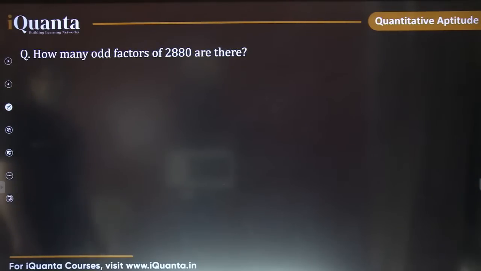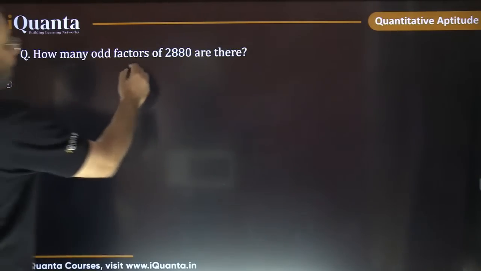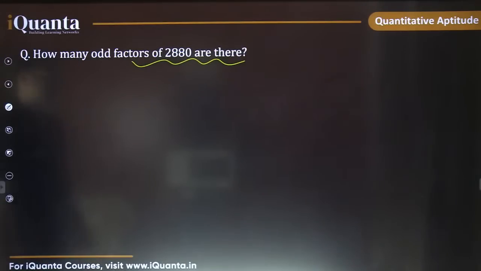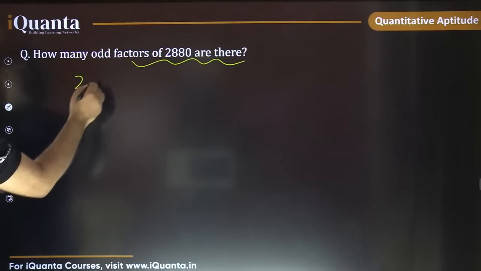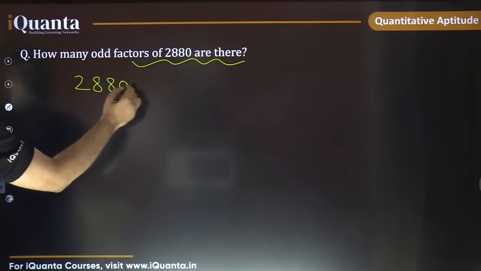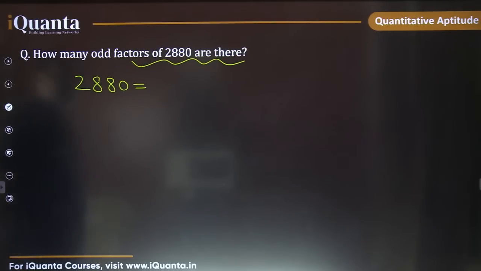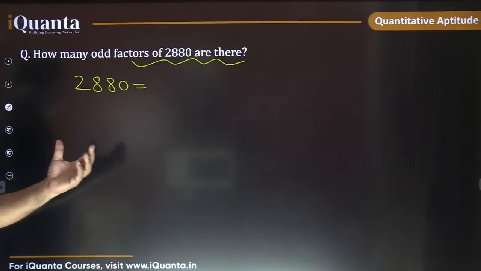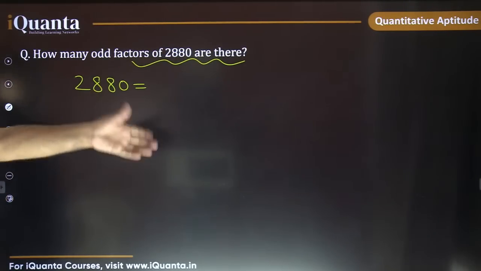Next one. How many odd factors of 2880 are there? So again, the first step is prime factorization. Please quickly tell me what is the prime factorization of 2880? To do it quickly, you should always break it into smaller factors as I did in the last case.